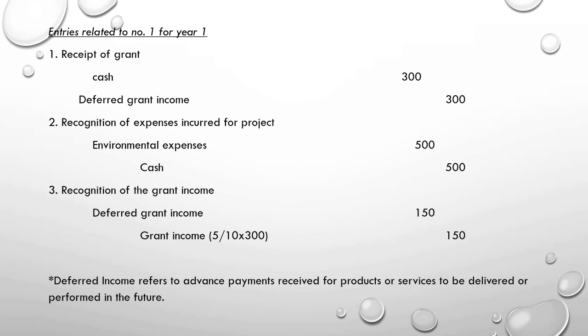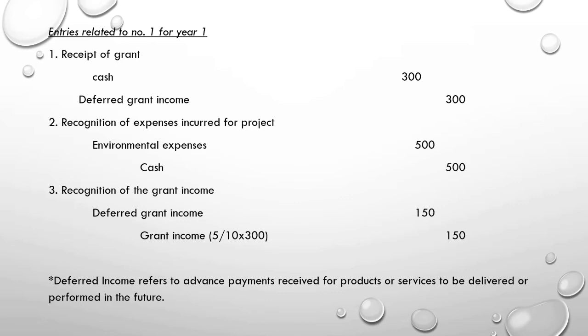So why did we use the title deferred grant income? Deferred income refers to advance payments received for products or services to be delivered or performed in the future. In this case, we already received the grant even though we haven't incurred any cost for the project, therefore we record it as deferred grant income.